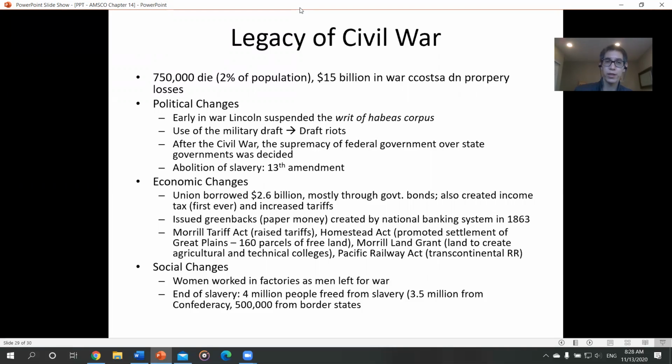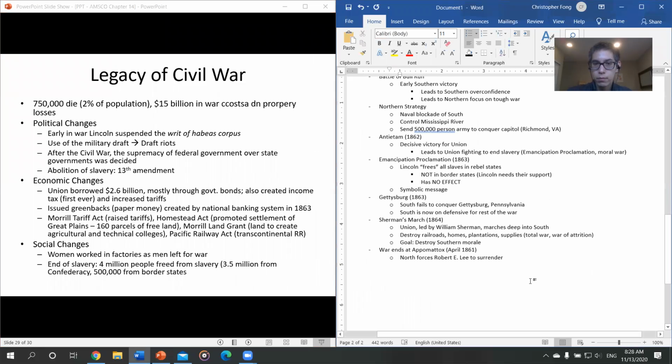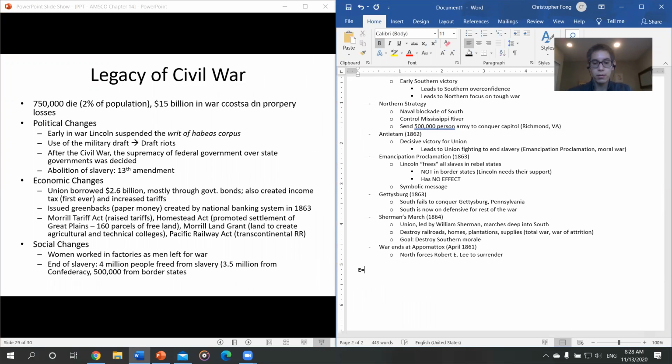And then ultimately, what we'll get to when we get to Chapter 15, Reconstruction, slavery will finally be abolished with the 13th Amendment. For economic changes, actually, I'm going to pause here and add some notes. So we're talking about the effects of the Civil War from a political perspective. The federal government gained immense powers. For example, the draft, getting rid of habeas corpus, and then eventually the 13th Amendment.